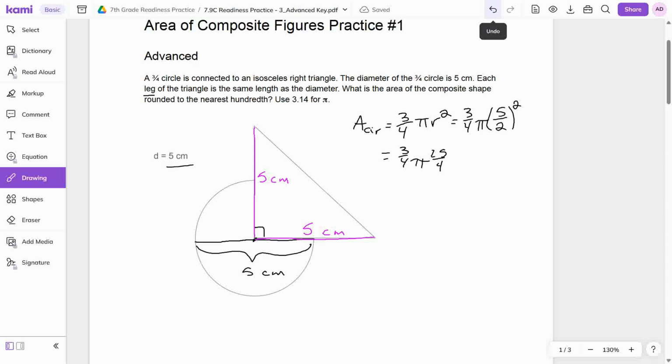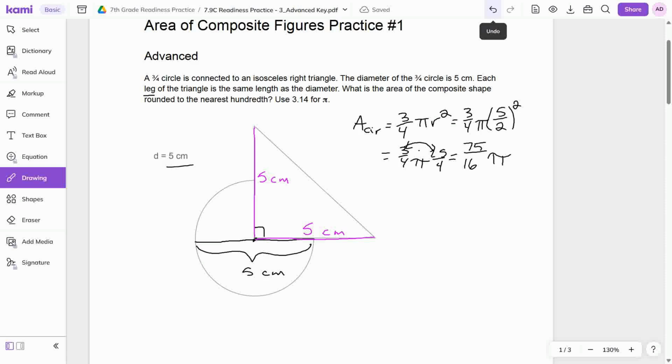All right, so ultimately, if we multiply our fractions with each other, we've got 3 times 25 is 75, sixteenths, times pi. Now, that's the most accurate way to represent this, but we need to round it to the nearest hundredth. So let's go ahead and just multiply this.